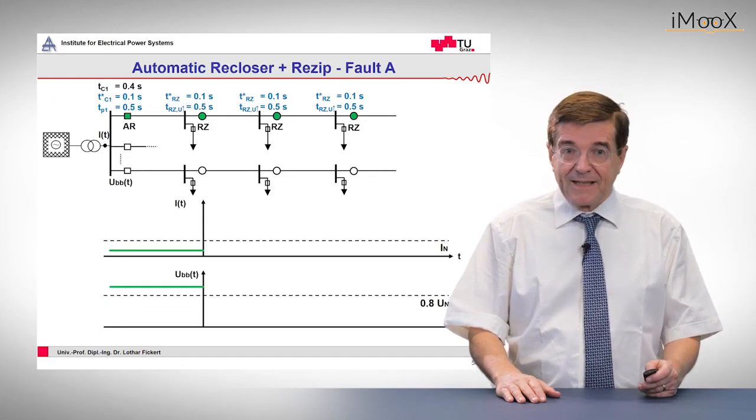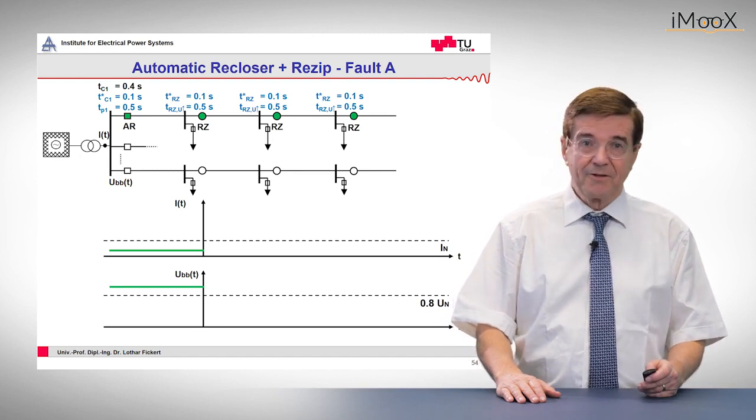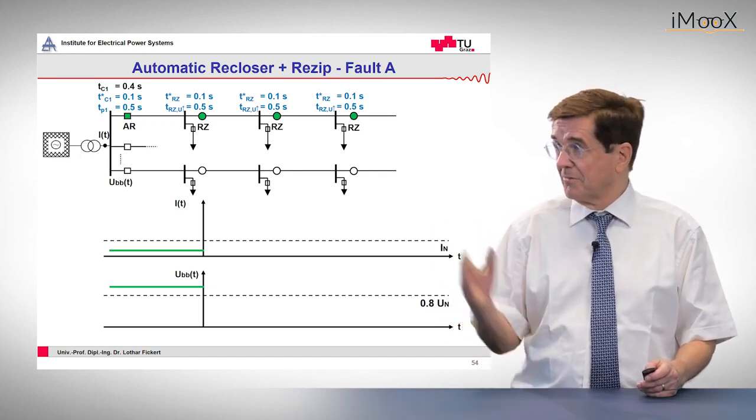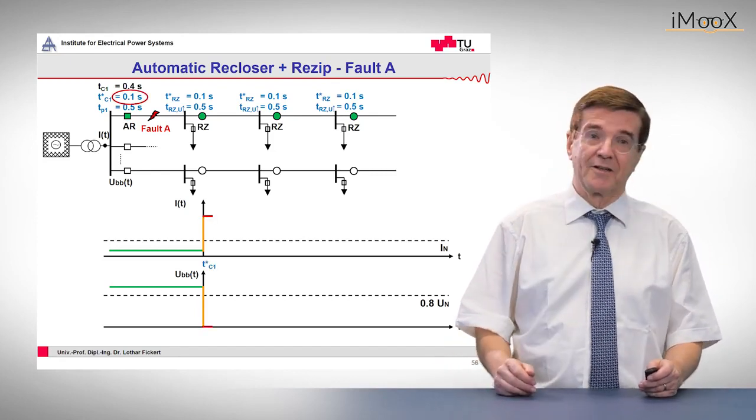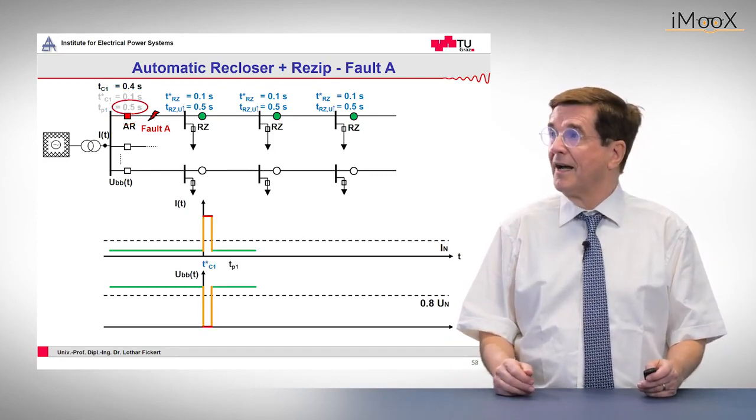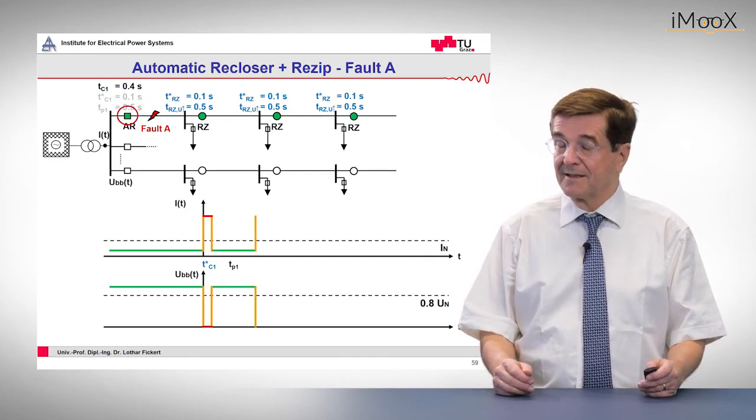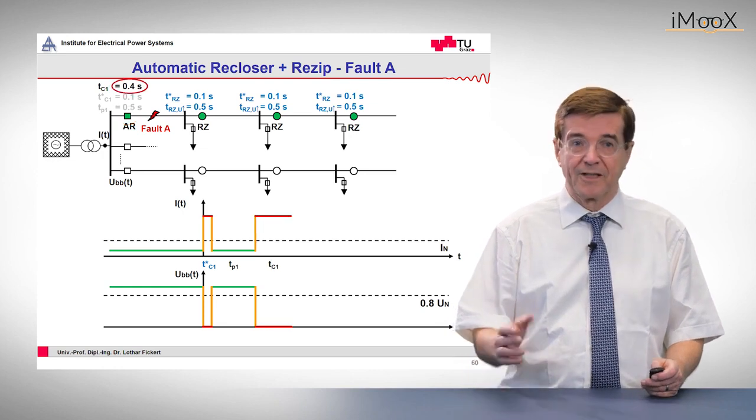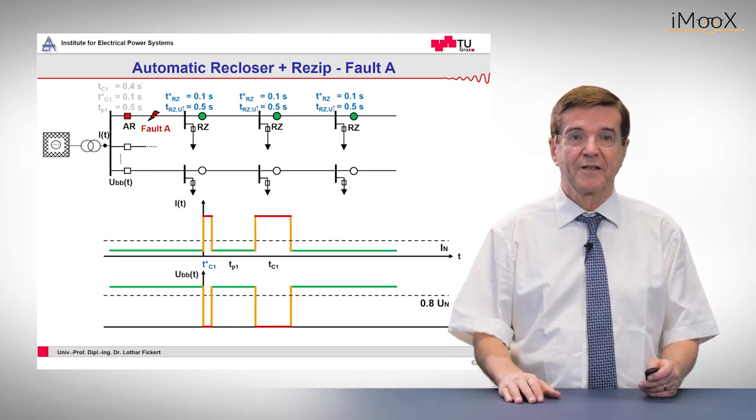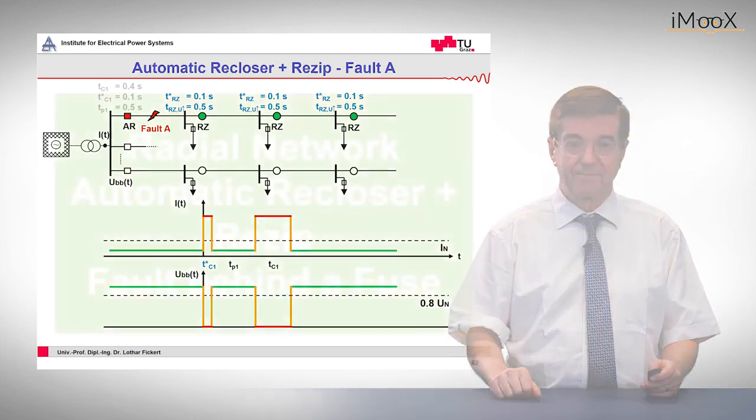Now, for a fault at the beginning of the line, we have a very similar occurrence. The fault comes up, the first auto-recloser trips immediately, and after its reclosing time, it recloses on the fault and trips out with a definite fault. And again, that was it.